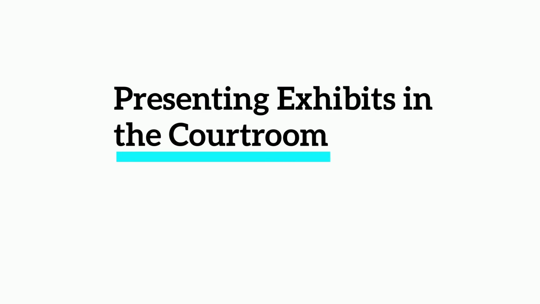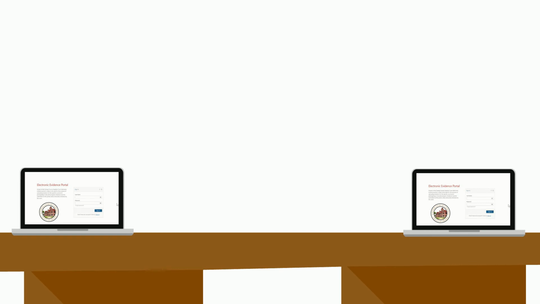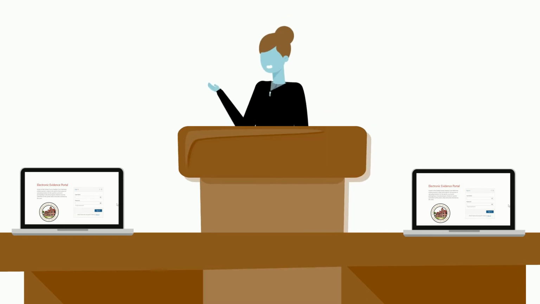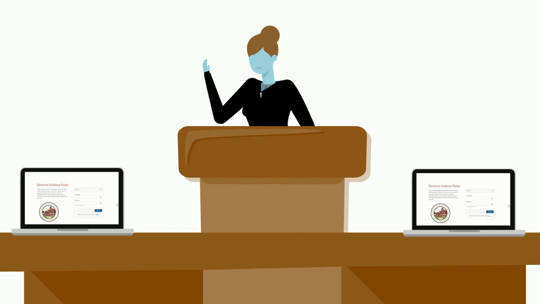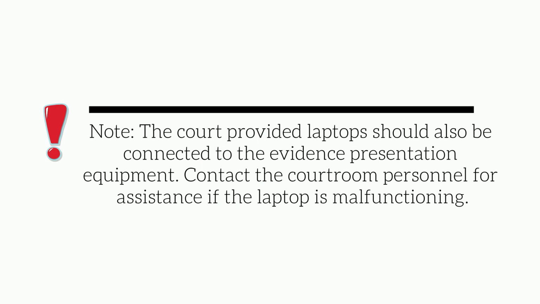Let's review how to present the exhibits for in-person hearings in the courtroom. To display and present exhibits when a party is instructed to display, you will need to utilize the court-provided laptops that are stationed on the table located in front of the judicial officer. The laptops will allow counsel and parties to connect to the electronic evidence portal. The court-provided laptops should also be connected to the evidence presentation equipment. Contact the courtroom personnel for assistance if the laptop is not functioning.